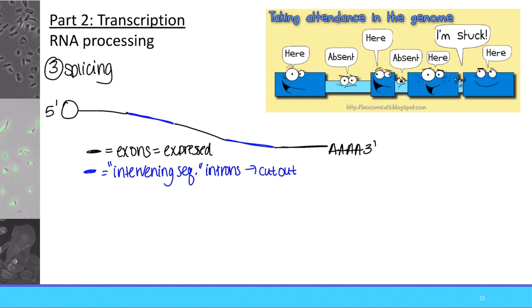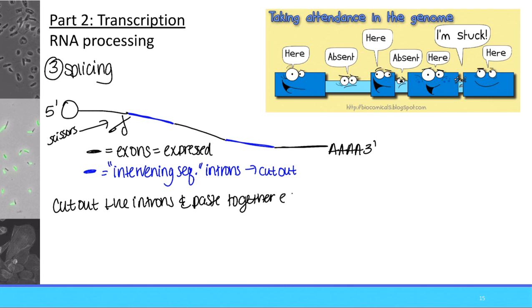Spliceosome sounds so much better than splicing machinery. But anyway, there is this entire complex of hundreds of proteins called the spliceosome, and essentially it works like molecular scissors. So these are supposed to be scissors, pardon my horrible drawing. And what happens in splicing is we cut out the introns and we paste together the exons.